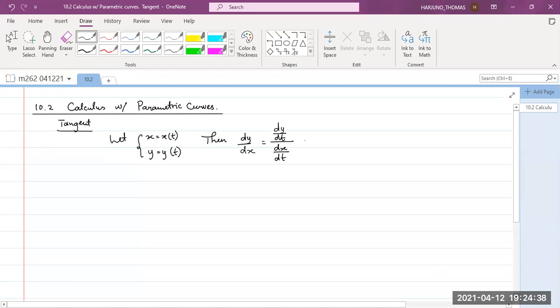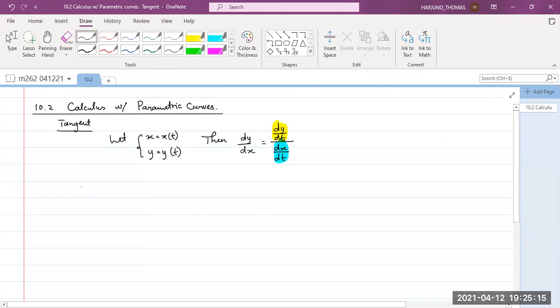So basically, dy dx is the derivative of y with respect to t divided by the derivative of x with respect to t. You can call that chain rule. But you can also call it a special form of L'Hopital rule, actually. So you can call that chain rule, and you can also call that L'Hopital rule.